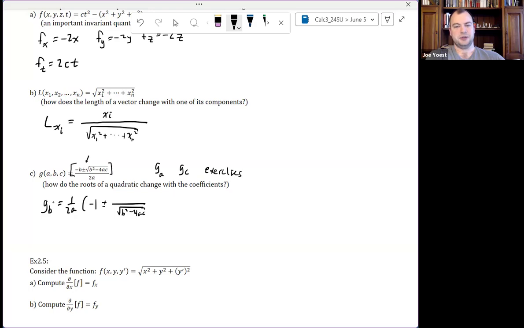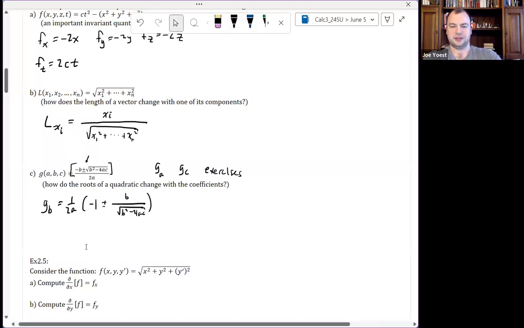And then again, my chain rule says I need to take the partial with respect to b of the inside, b squared minus 4ac. Well, 4ac is a constant from the perspective of b. It differentiates to 0. The derivative of b squared is 2b. And again, that 2 in the numerator that comes down from the b squared cancels the 2 in the denominator from the 1/2 root stuff. And that's what we end up with. Okay. Any questions so far?